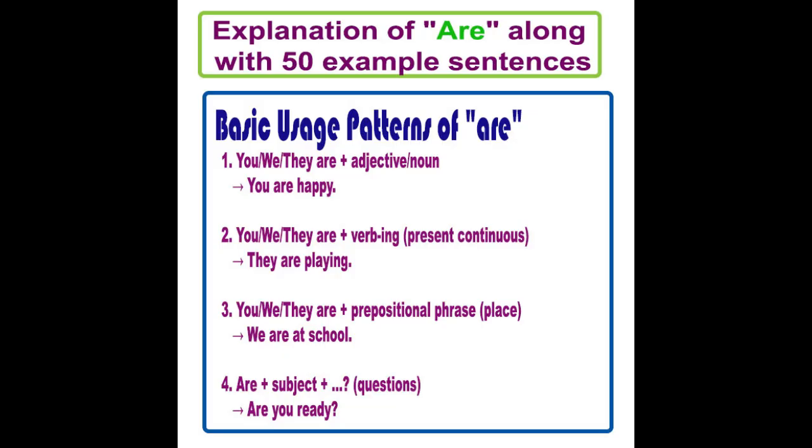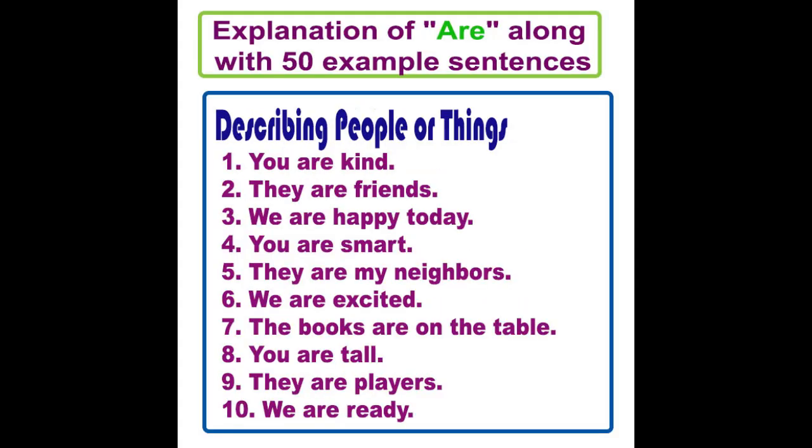Basic usage patterns of "are". 1. You/we/they are plus adjective or noun. You are happy. 2. You/we/they are plus verb-ing, present continuous. They are playing. 3. You/we/they are plus prepositional phrase, place. We are at school. 4. Are plus subject, for questions. Are you ready?